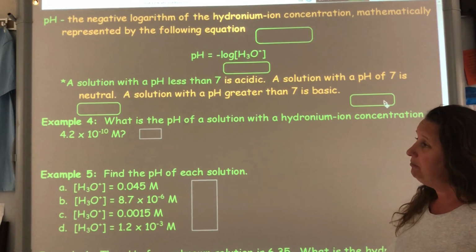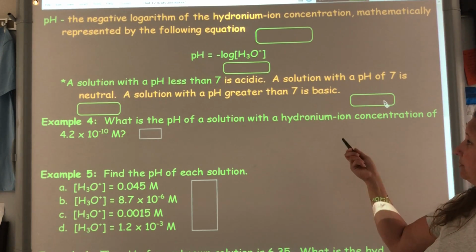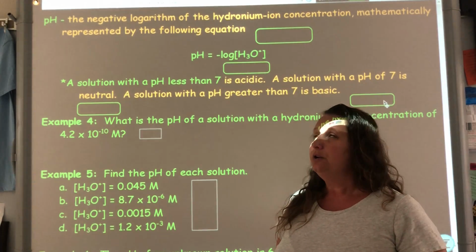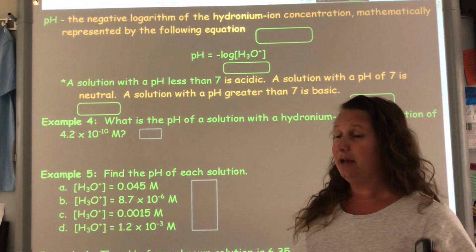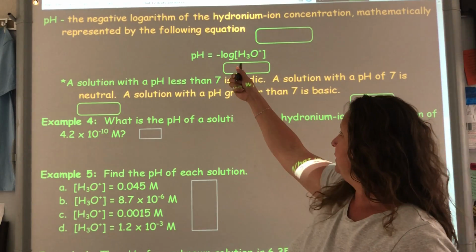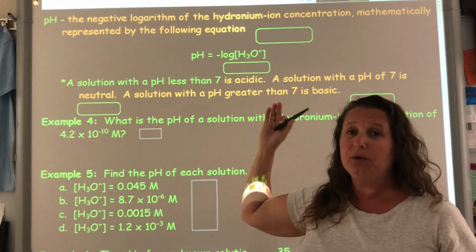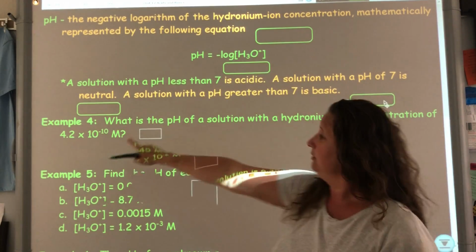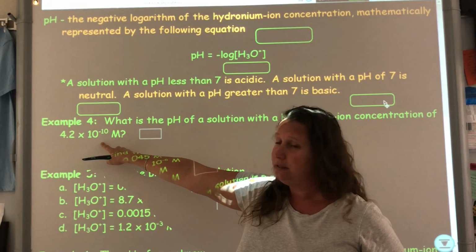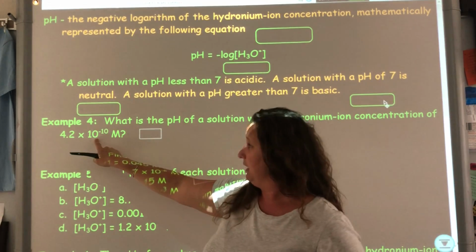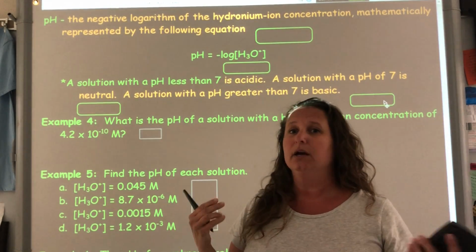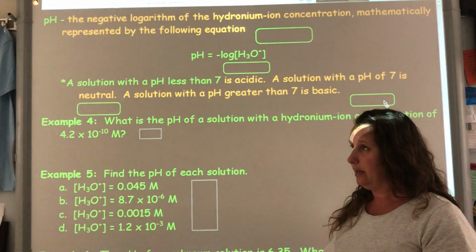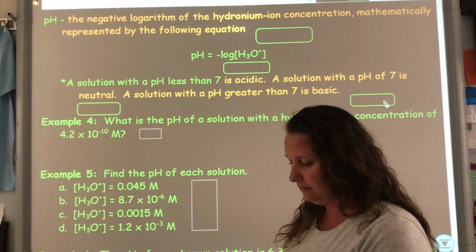So example 4, what is the pH of a solution with a hydronium ion concentration of 4.2 times 10 to the minus 10th molar? So all I'm going to do is get out my calculator and type in my number. Depending on what type of calculator you have, some of them you hit the log button and then type in 4.2 times 10 to the minus 10th, and others you type in the number first and then hit the log button. Again, you need to get familiar with your calculator and figure it out.